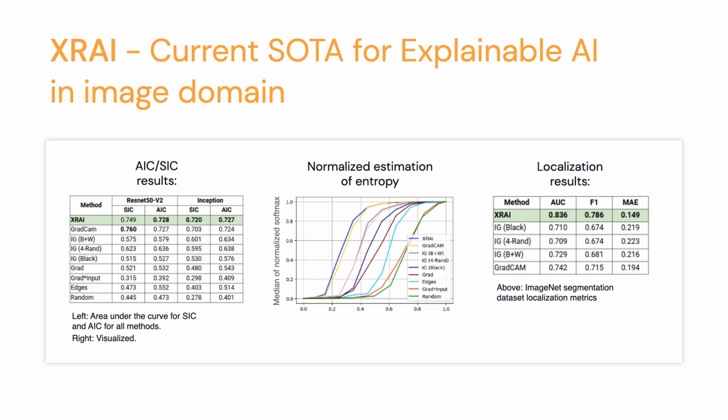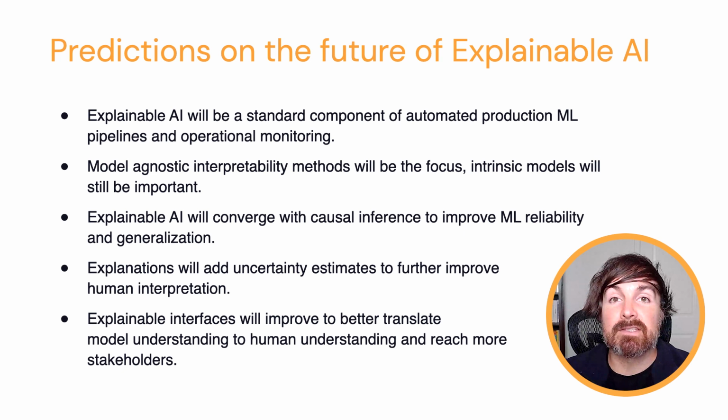Now that I've taken you to the frontiers of ML interpretability methods, I want to conclude this lecture with a few personal predictions on future directions for explainable AI over the next few years. First, explainable AI will become a key standardized component of automated production ML pipelines and operational monitoring. Second, model-agnostic interpretability methods will continue to be the focus of explainable research. Intrinsic models will certainly still be important, but the focus will really be on model-agnostic methods that work across different ML techniques. Third, explainable AI will converge with causal inference to improve machine learning reliability and generalization.